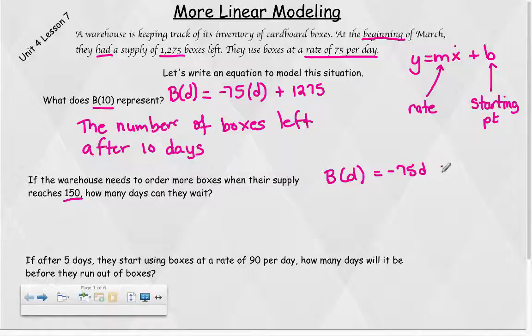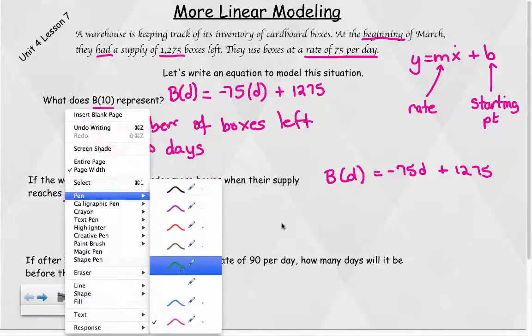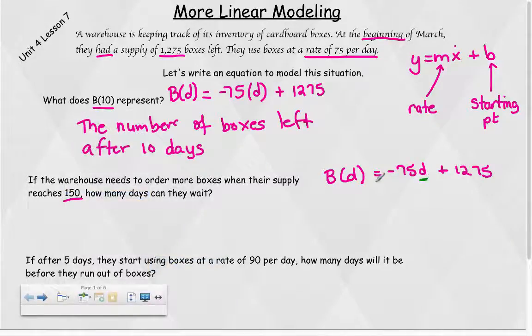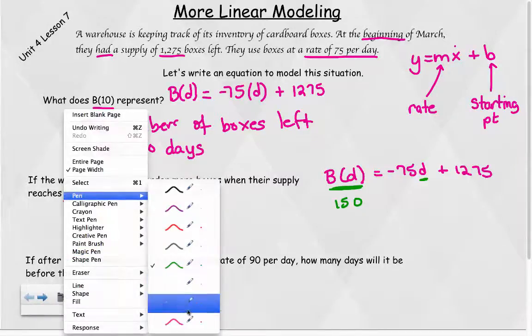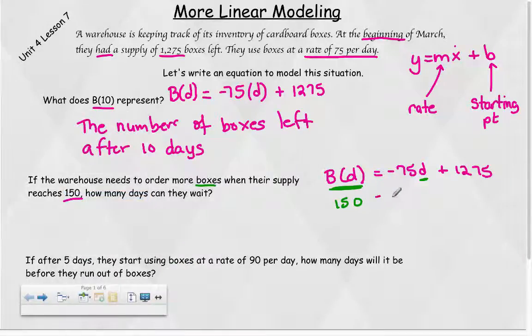I only have two variables here. 150 is either the day, or 150 is how many boxes I have left. And guess what it is? 150 is boxes. So I'm going to put 150 in for here, and then everything else is going to stay the same. Negative 75D plus 1,275. All right, so now I just have to figure this out.